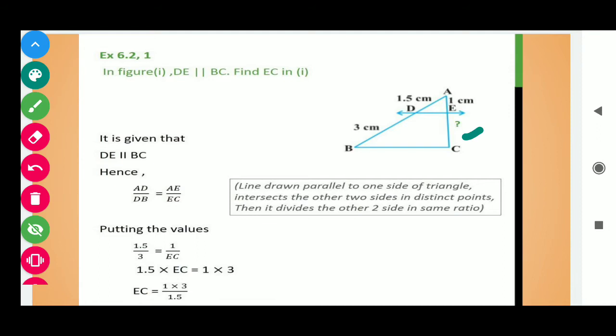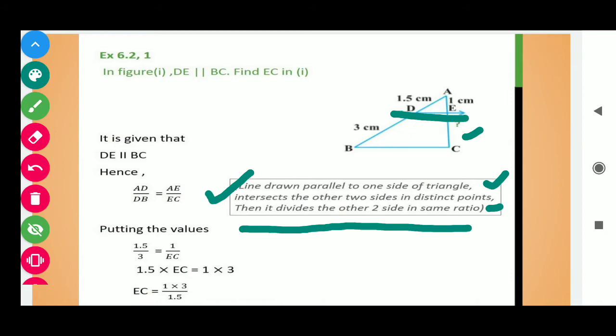So first read the result. A line drawn parallel to one side of a triangle intersects the other two sides in distinct points, then it divides the other two sides in the same ratio. Students, suppose we draw a line DE, and DE is parallel to one side of the triangle and cuts the other two sides at distinct points. Distinct means different points. Then it divides the other two sides in the same ratio.